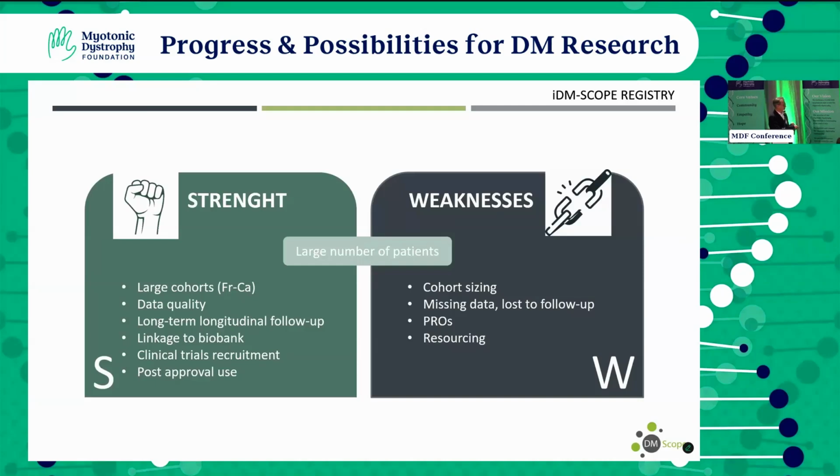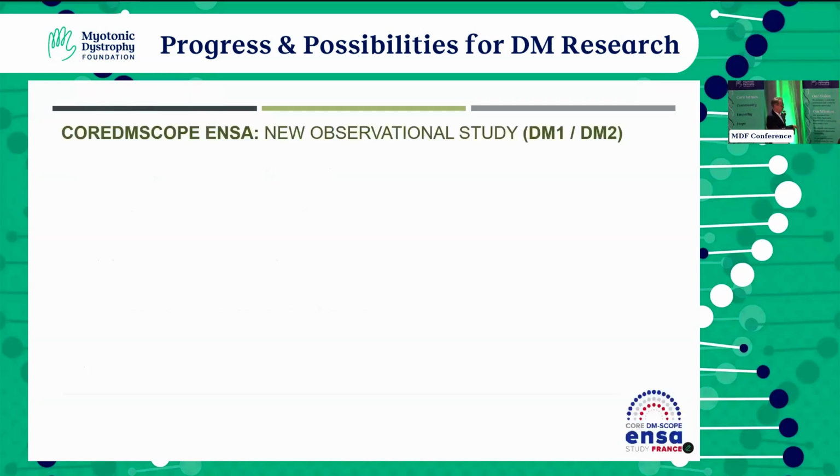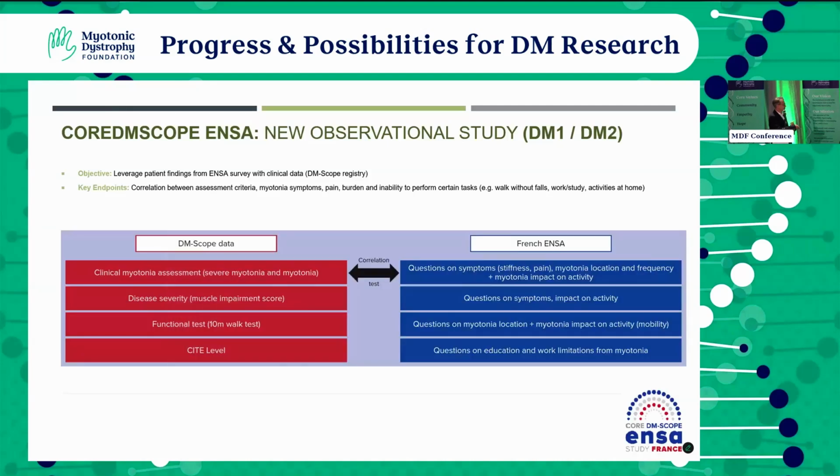Just 2 words on what would be the future developments. DM Scope is not just a whole, not a separate piece in a silo, and I want to get some linkage. So linkage to what? 2 examples. We started with a study where I was thinking about the patient voice, and there has been a good survey, which is called the ENSA. This is the DM population survey.